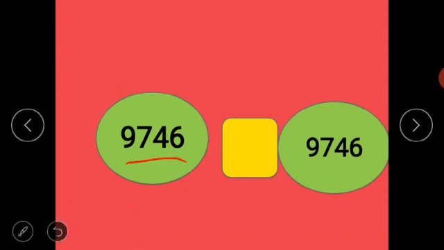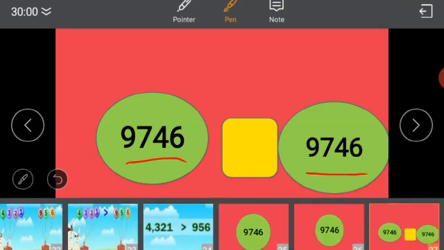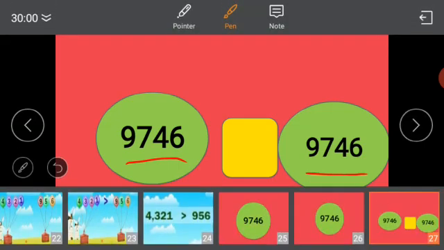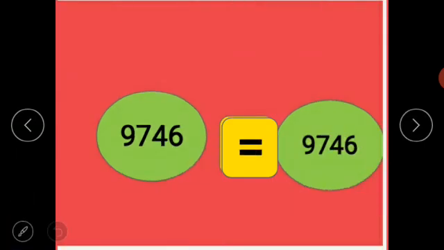Both are 4-digit numbers. So both the numbers are the same. So when they are the same, which symbol do we want to write? Here we want to write the equal to symbol. Both the numbers are the same. So we want to write the equal symbol. Have you understood this one?